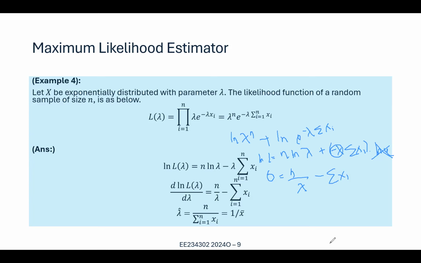Now we see that if we don't know lambda, we can estimate lambda hat, the estimation. A good estimation here is 1 over x bar, so dividing 1 by the mean. So that's about the maximum likelihood estimator.